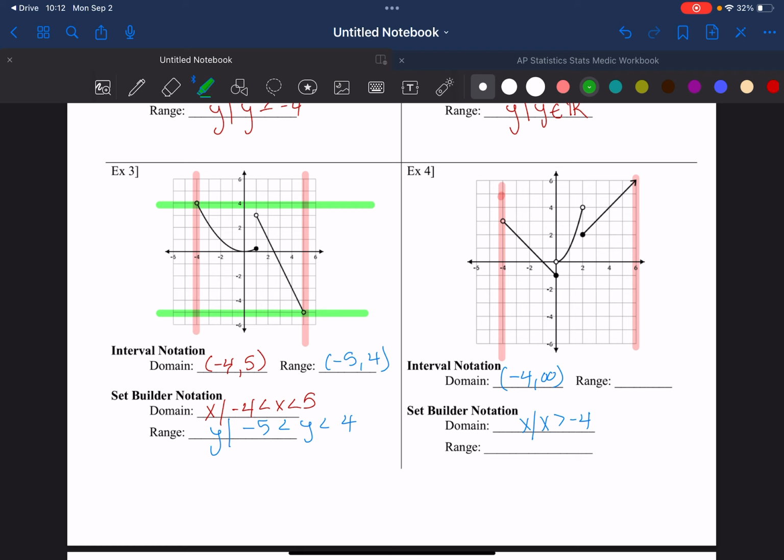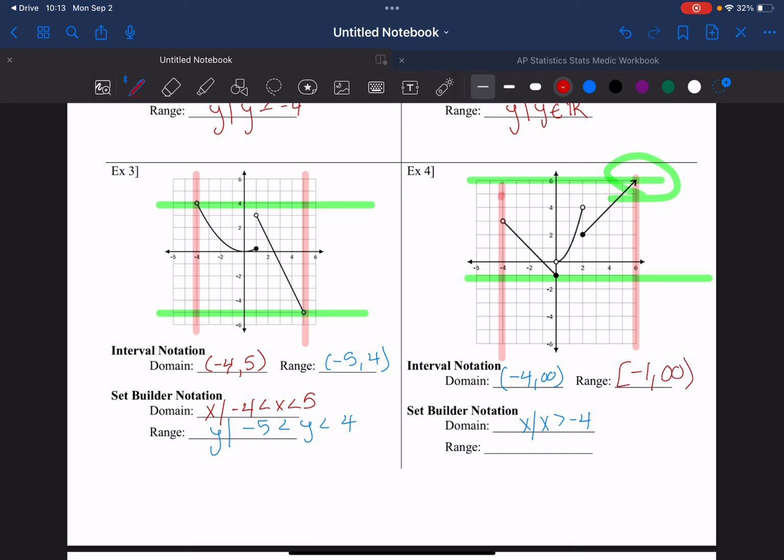For the range, it looks like it stops here at -1, and then because of that arrow, it's going to go up to infinity. Since that -1 crosses at a closed dot, it's going to be included, so it's going to be bracket -1 to infinity. This is saying all numbers bigger than -1, so y such that y is greater than or equal to -1.